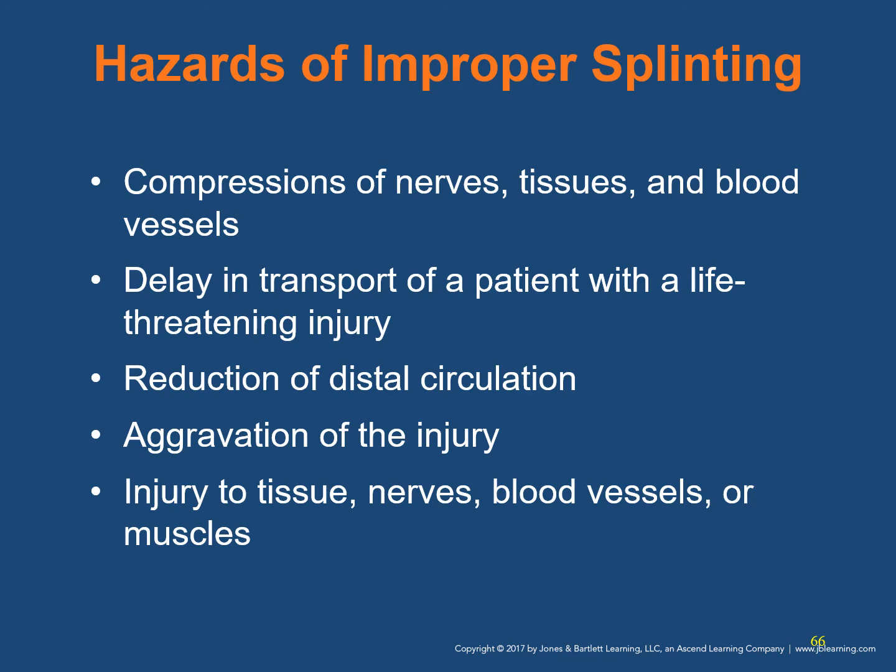Hazards of improper splinting: compression of nerves, tissues, and blood vessels, delay in transport of a patient with a life-threatening injury, reduction of distal circulation, and aggravation of the injury to tissues, nerves, blood vessels, or muscles as a result of excessive movement of bone or joint.